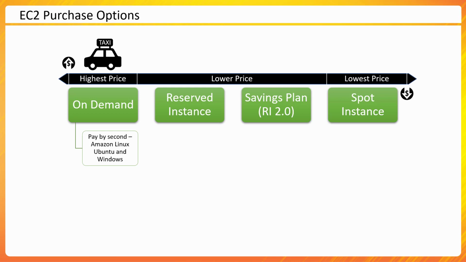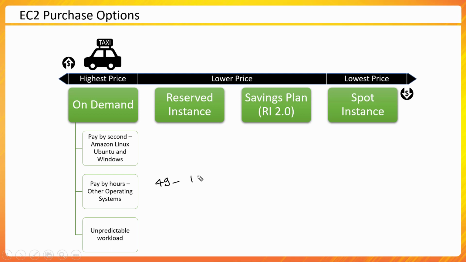If it is Windows, Linux, or Ubuntu, I would be paying per-second pricing. And if it is some other operating system, then my price will be on an hourly basis. So if I have used that system for 49 minutes, I would still be paying for 1 hour. If I have used that system for 61 minutes, I would be paying for 2 hours. I could start them anytime and terminate them anytime. No problem at all.